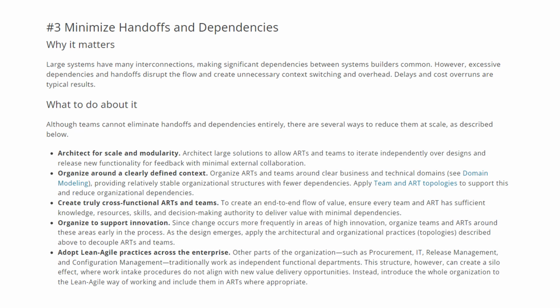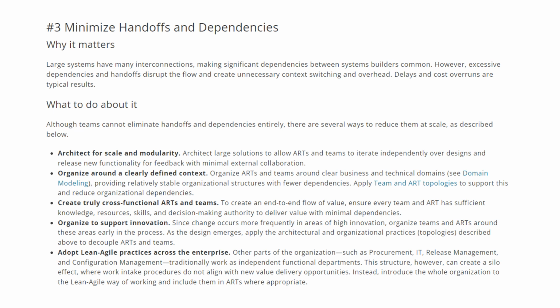Organized arts and teams should be around clear business and technical domains, providing relatively stable organizational structures with fewer dependencies, applying team and art topologies to support this and reduce organizational dependencies.